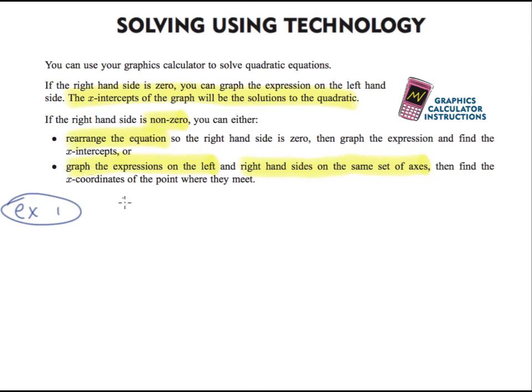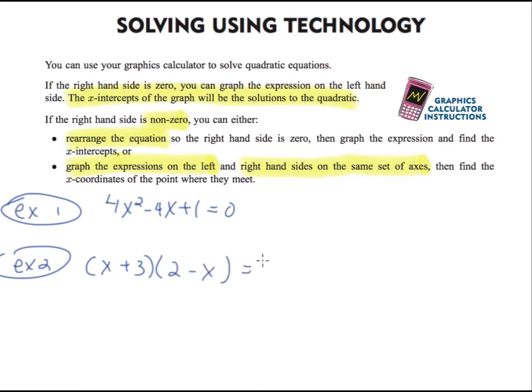For the first method, I'm going to use example 1, which is 4x squared minus 4x plus 1 equals 0. And then for the second method, using the intercepts of the two equations, I'm going to use the equation (x plus 3) times (2 minus x) equals negative 6. I'm going to show you the two methods using your calculator to solve these two equations.